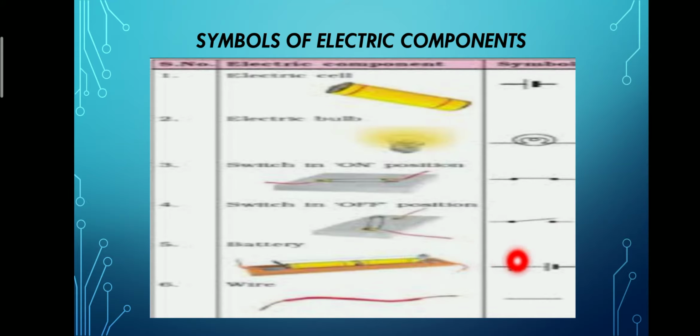And next is your battery. A battery is a combination of two or more cells, so again we are repeating this cell unit twice. So this is a battery, and here also the taller one is your positive terminal and the shorter one is your negative terminal. And next is a connecting wire, which is represented by a single line.